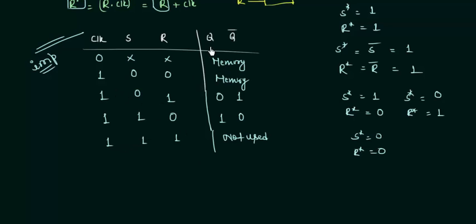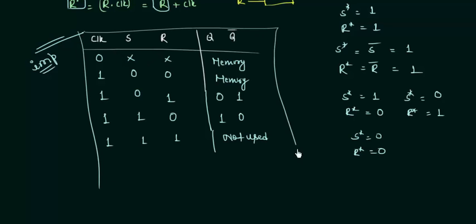What will be the value for your Q complement and Q, your outputs, depending upon the values of clock, S and R. So please remember this thing, it's very important.